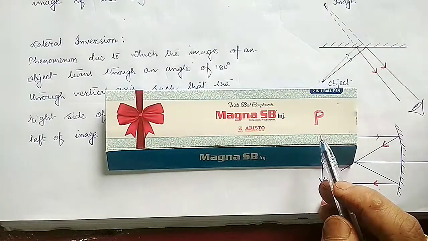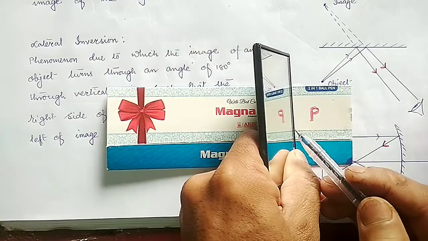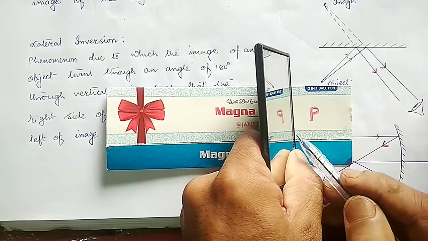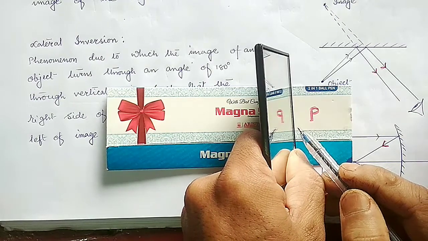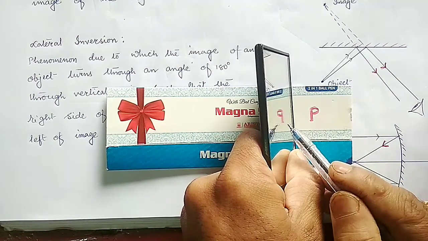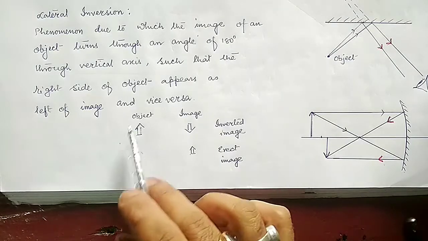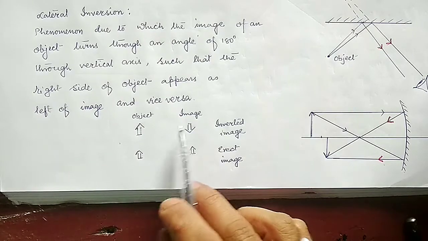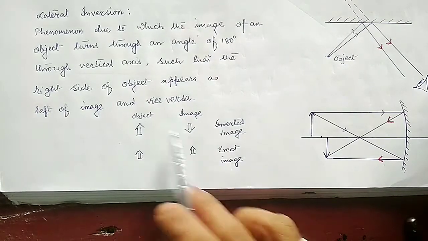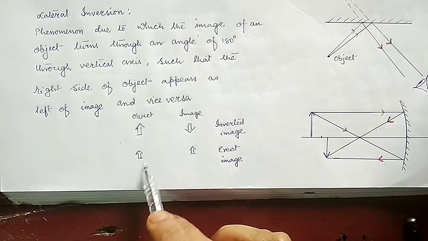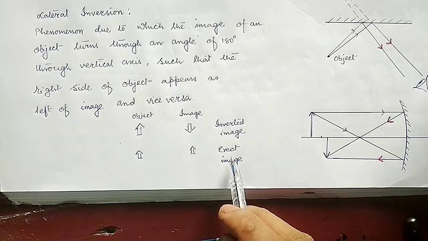This P I have written on this piece of paper. Now if I keep a mirror here, you can see the image in the mirror. Just see this P, it appears as if it is 9. So this phenomenon where the right side of the object appears to be left is called lateral inversion. Suppose this is the object and this is the image. If this is the case, then we say this is an inverted image, where you can see it is upside down. And if this is the object and this is the image, both of them in the same direction, we say they are erect images.